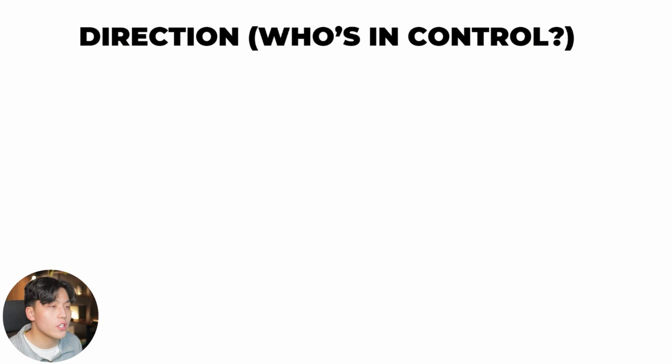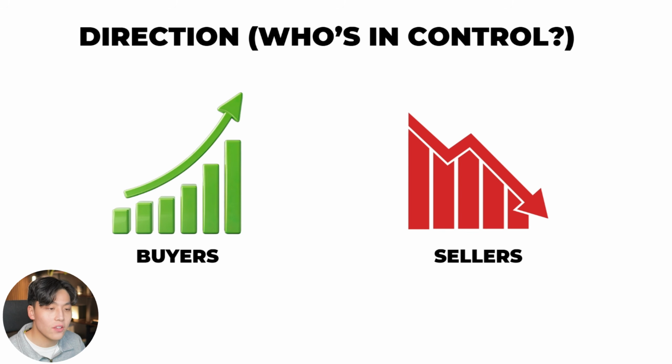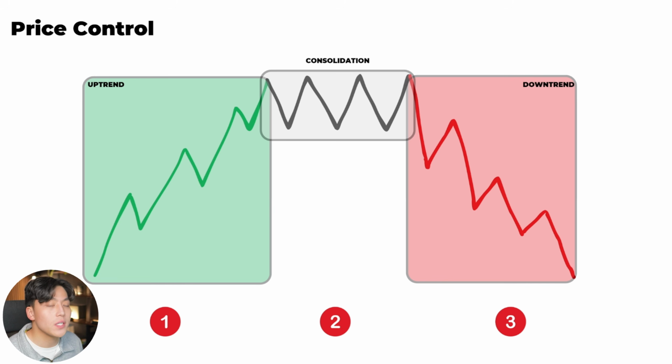Number 1, the direction. Who is in control? It can be broken down into 2 simple things: buyers and sellers. Are the buyers in control? Is price moving higher, forming higher highs and higher lows? Or are sellers in control and we're in a clear downtrend, forming lower highs and lower lows? So basically, price control can be broken down into 2 things: an uptrend and a downtrend. There's also one more, which is a consolidation, where price is neutral.